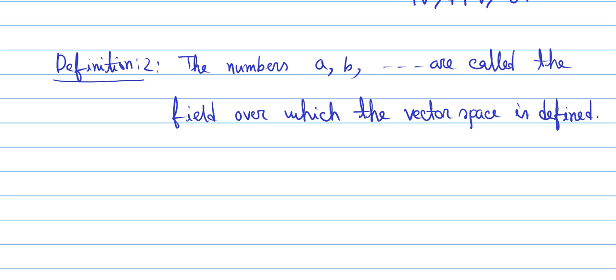So the scalars, the numbers we multiply with vectors A, B, C, etc., are called the field over which the vector space is defined. If the numbers are real numbers, we have a real vector space, and if the numbers are complex numbers, we have a complex vector space.